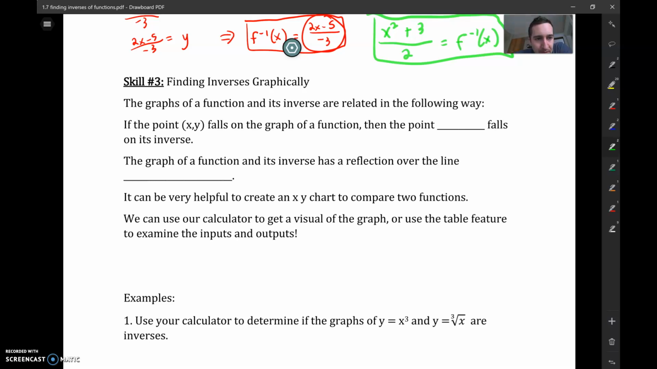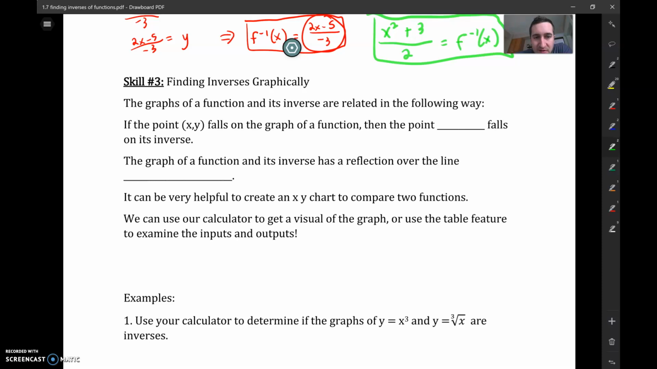So, the graphs of a function and its inverse are related in the following way. You can actually look at a function and its inverse on a graph, and you can tell if they're inverses just from the way the graphs are set up. And so here's how that works.